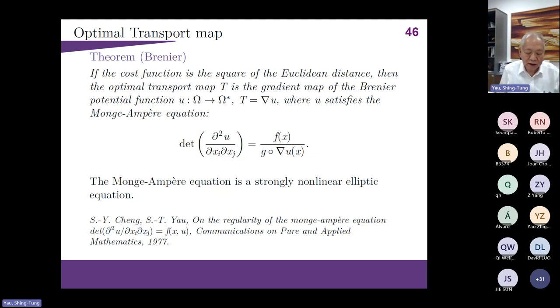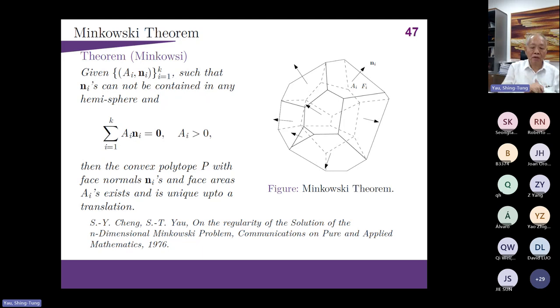I did not realize this equation many years ago. In the 1970s, early 70s, S.Y. Cheng and myself studied this problem for a completely different reason. We studied this equation to understand the classical Minkowski problem, and also as a preliminary preparation to prove the Calabi conjecture, which is quite a bit more complicated equation than this one. So we actually studied this one long time ago without knowing that it's related to this optimal transportation problem.